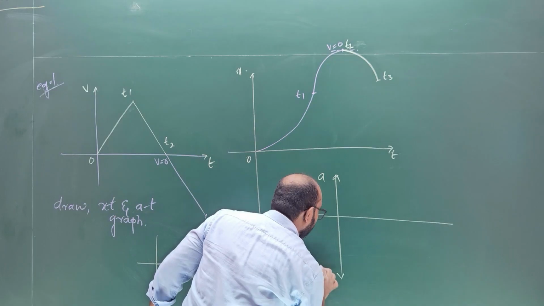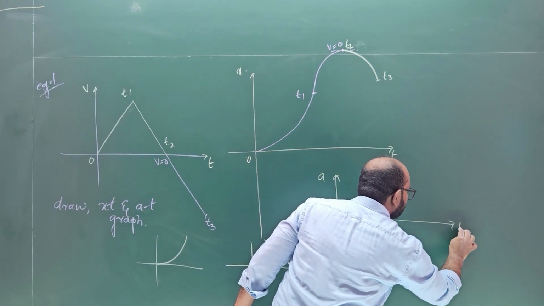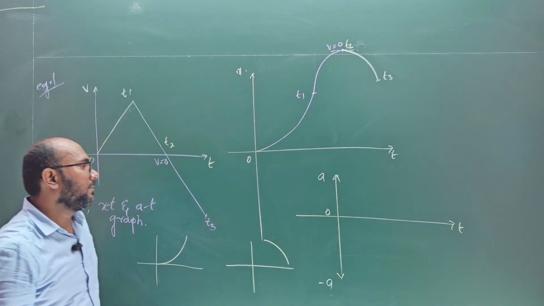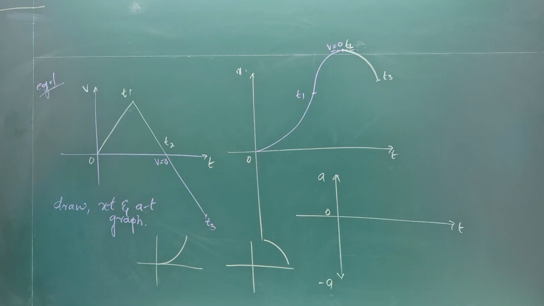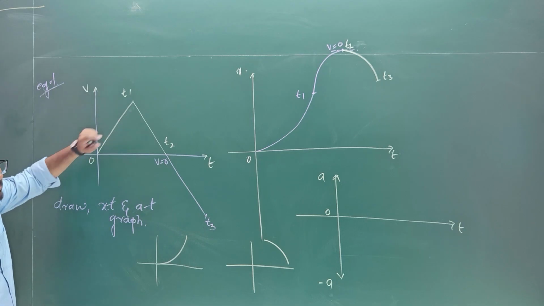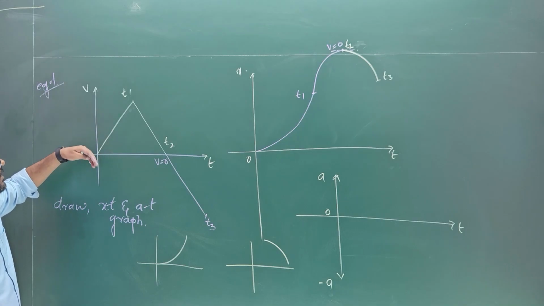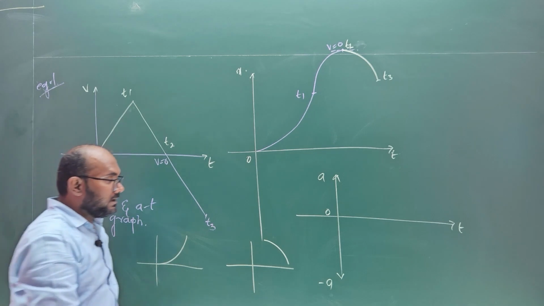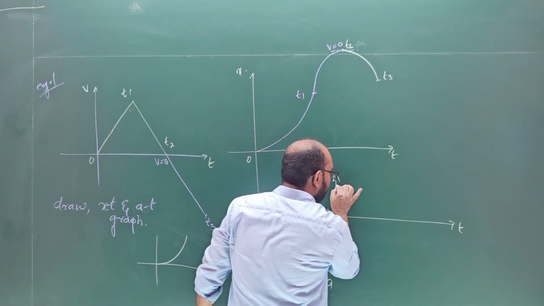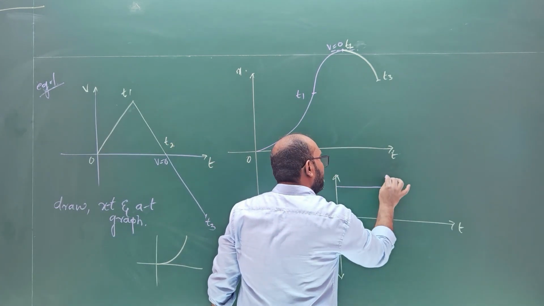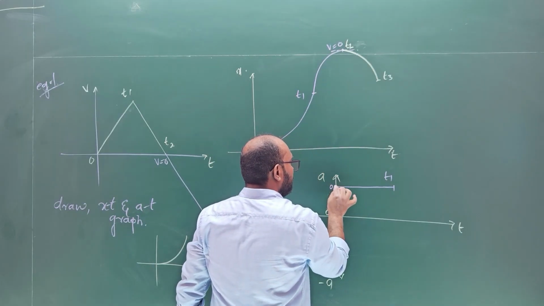Acceleration, this is your negative acceleration, 0, and this is your time t. From 0 to t1, what is happening? Velocity is positive? Yes, velocity is positive. Acceleration is constant? Yes, acceleration is constant. If velocity is increasing in a positive direction and acceleration is constant, then can I represent it like this? So 0 to t1, this is happening.